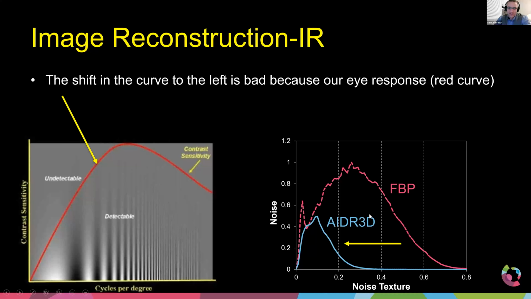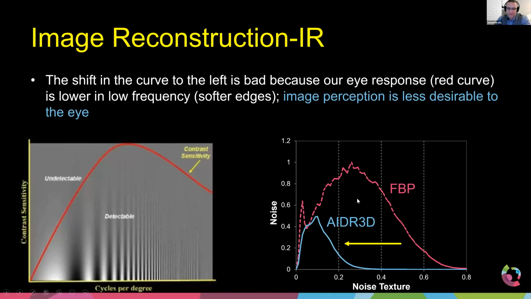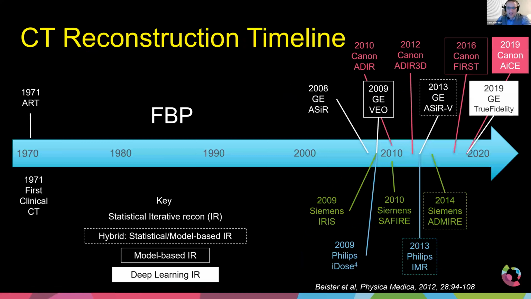And so this lateral shift to the left of these curves simply put the reconstructed image distinctly in a region where our eyes, more specifically the radiologist's eyes, have a harder time perceiving edges or resolution. And so that is why the image quality, as I'll show you in a minute, actually looks just a little softer in iterative reconstruction compared to filter back projection.